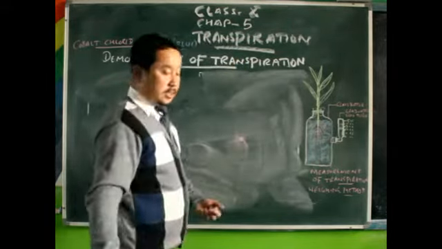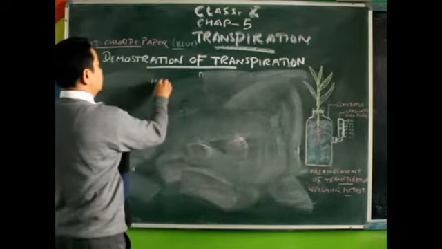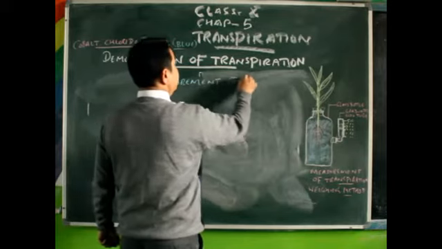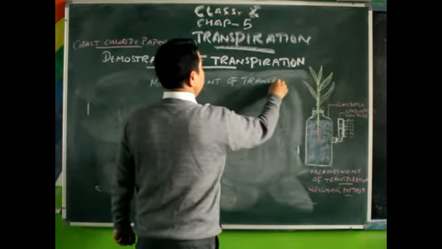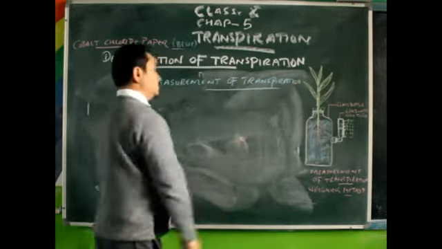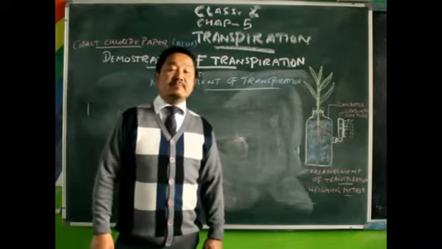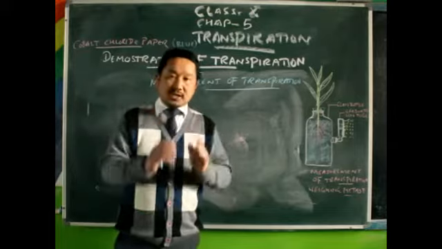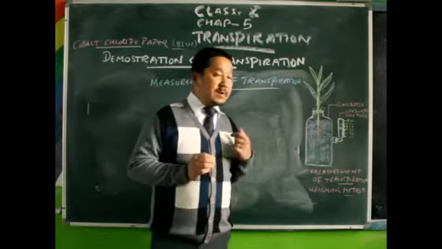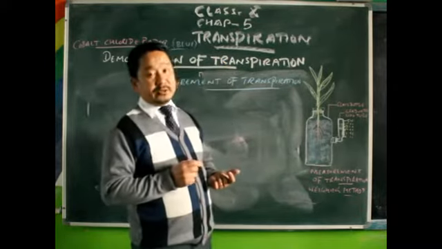Now we do another experiment, that is measurement of transpiration. That means transpiration can be measured. That means how much water is lost from the plant body can be measured. There are a number of methods, so let us do 1 or 2 methods out here.